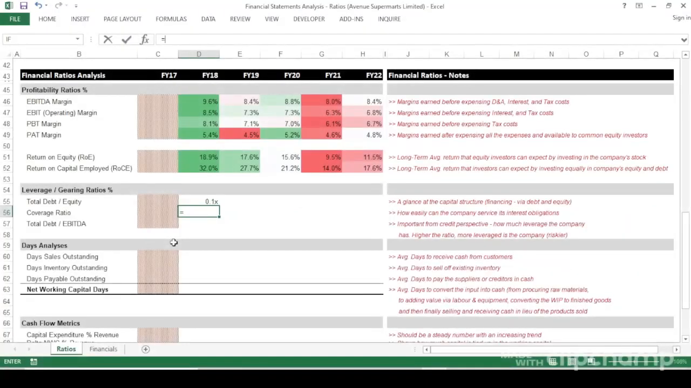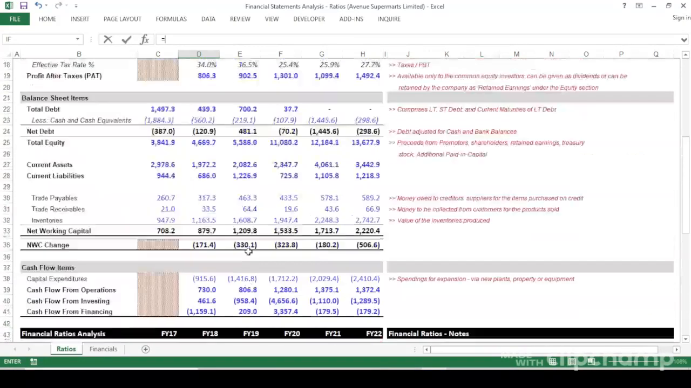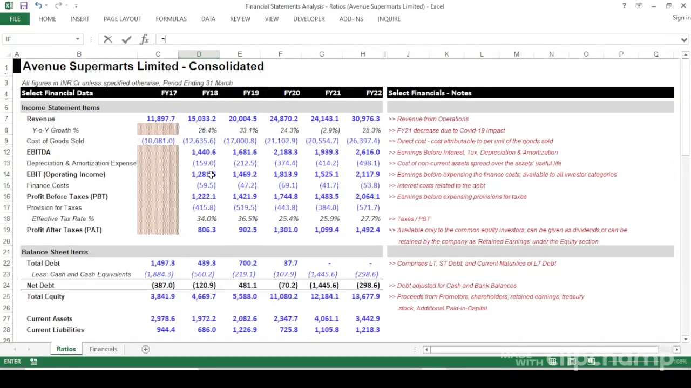The coverage ratio is nothing but how capable the company is to service its interest obligations. So for this purpose, I'm going to take the EBIT or the operating income, that is this, divided by the interest cost, this.